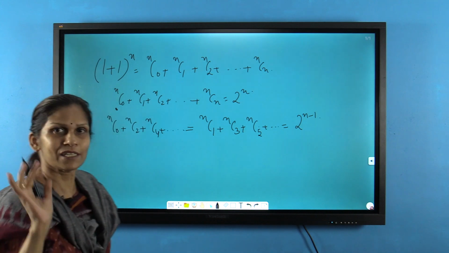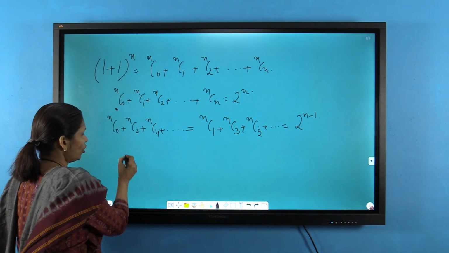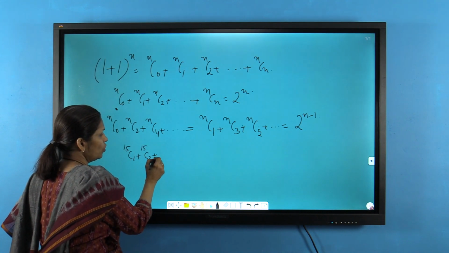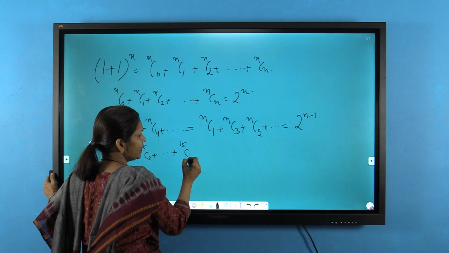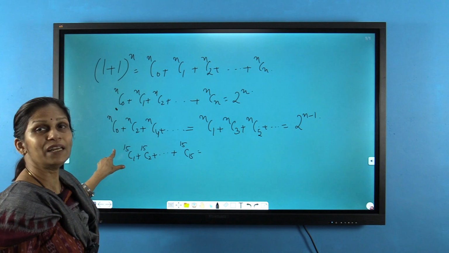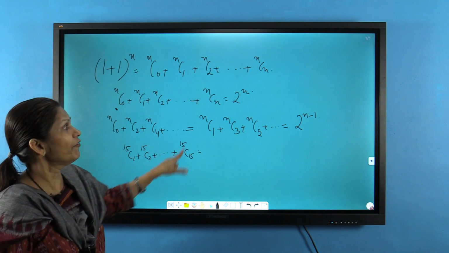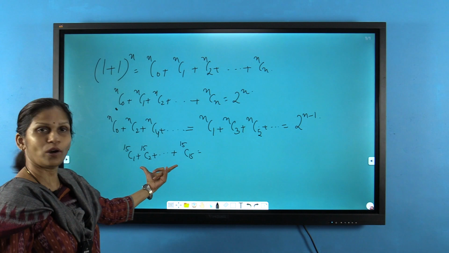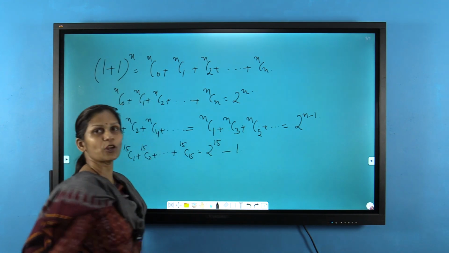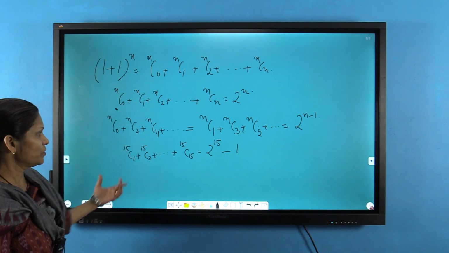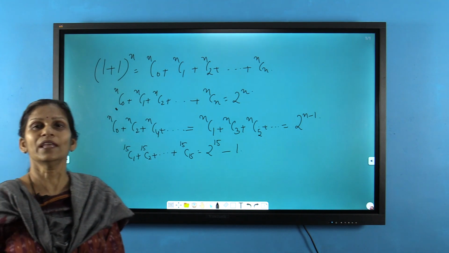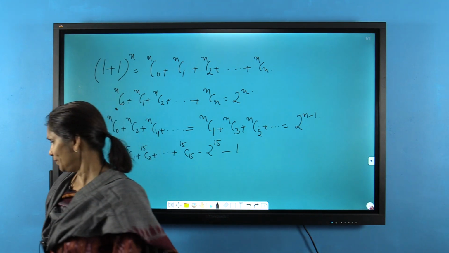Let me just tell you with the help of a simple example, what is the value of 15C1 plus 15C2 plus etc. plus 15C15? According to this expansion, if there had been a 15C0 also, the value would have been 2 raised to 15. So, what is this value? It is 2 raised to 15 minus 15C0, which is equal to 1. So, that is the expansion of this. This is just an example. I will conclude this lecture with the help of a few more examples.